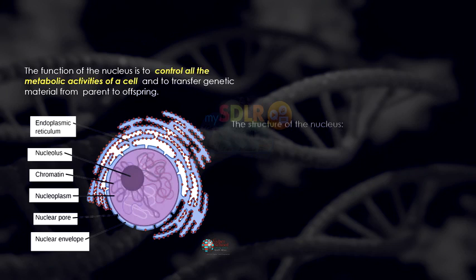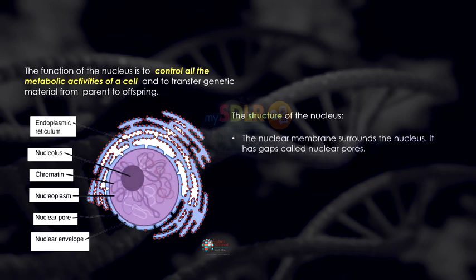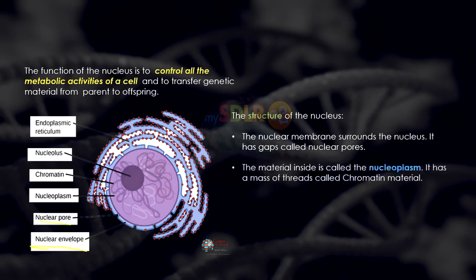Now to recap material that was covered earlier on in Grade 10, the structure of the nucleus includes, firstly, the nuclear envelope. The nuclear envelope surrounds the nucleus, and it is broken up by nuclear pores. These are little gaps in the nuclear membrane.